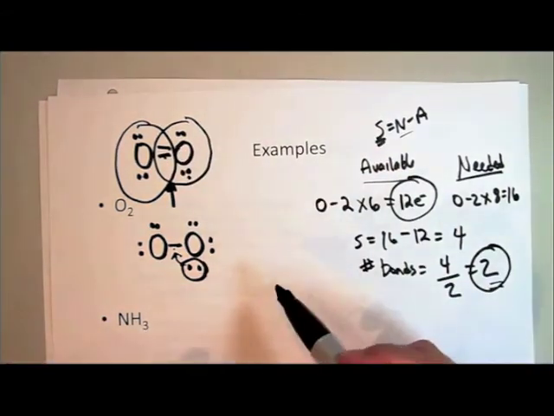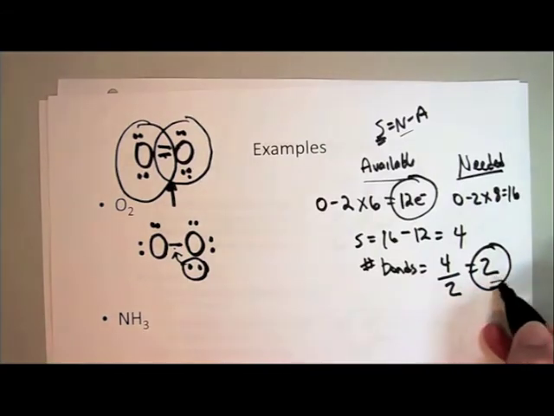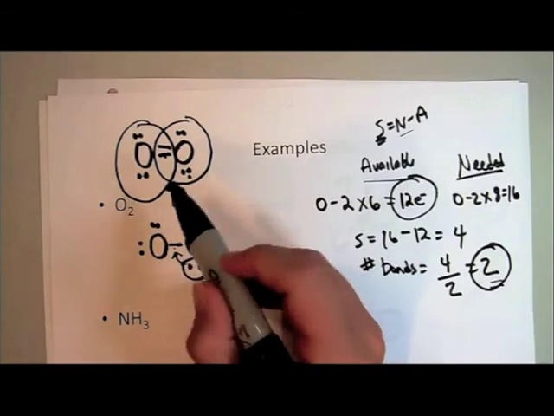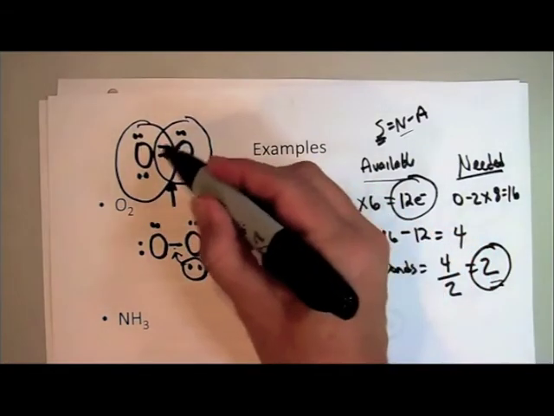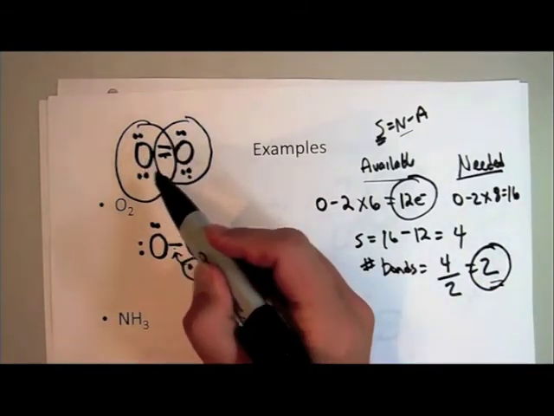So I've satisfied the octet, and I have satisfied what I predicted is the number of bonds, which is 2 single bonds. We just call it a double bond. But you count your bonds individually. There's 1, 2. So that's a double bond. So that's 2. This indicates 2 single bonds, which is the same as a double bond.